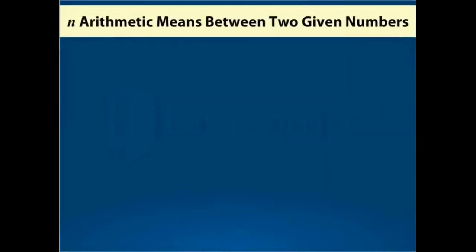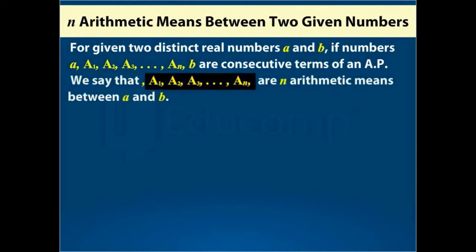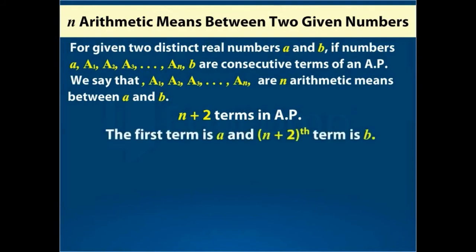We will now learn about n arithmetic means between two given numbers. For two distinct real numbers A and B, if numbers A, A1, A2, A3 up to An, B are the consecutive terms of an AP, we say that A1, A2, A3 up to An are n arithmetic means between A and B. Here we have n plus 2 terms in an AP. The first term is A and the (n plus 2)th term is B.